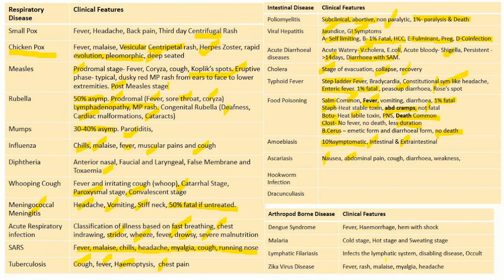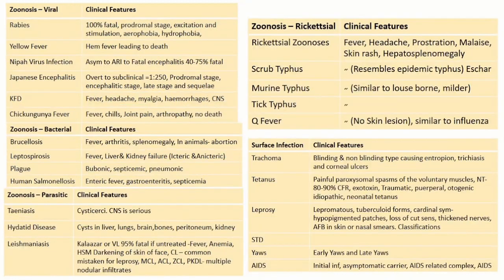Zika virus appears with fever, rash, malaise, myalgia, and headache. Rabies is almost 100% fatal. Only 3 cases in history have recovered from the disease. Prodromal stage will be there. Excitation and stimulation will be there. There will be aerophobia, that is fear of air, and hydrophobia, fear of water, will be present.